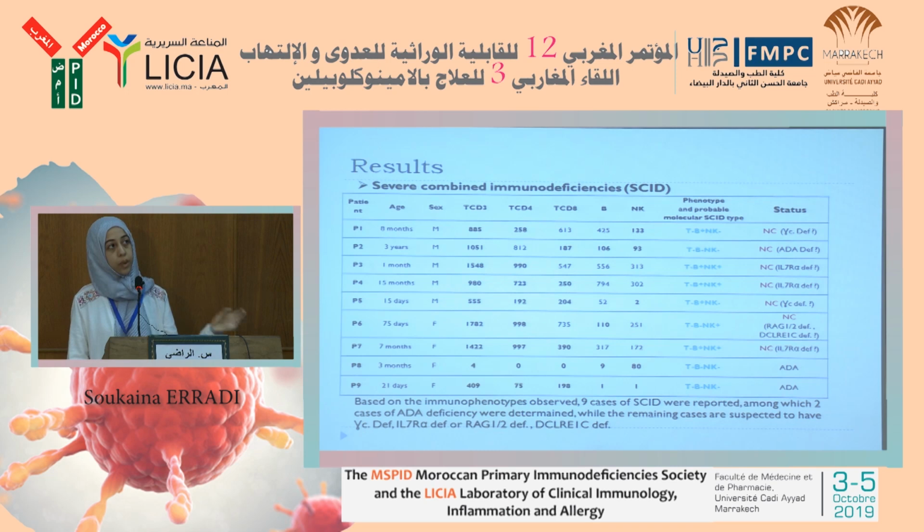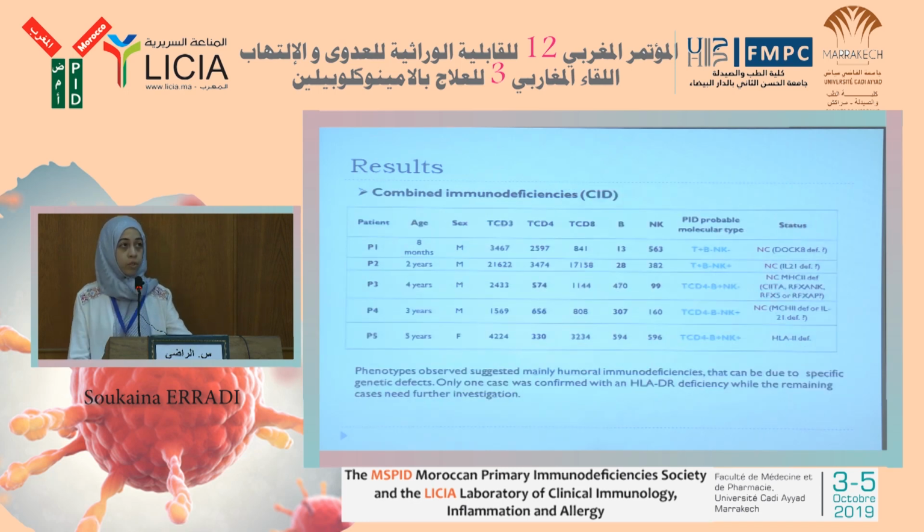In order to identify severe combined immunodeficiencies, we mainly studied the immunophenotype profile that was provided by the TBNK test. For example, when we have a T minus B plus NK minus profile, it suggests a gamma chain deficiency. And the T minus B plus NK plus, for example, suggests an interleukin 7R alpha deficiency, while T minus B minus NK plus, for example, suggests RAG1, RAG2 deficiencies. And only 2 cases among all these cases were confirmed with an ADA deficiency, showing the T minus B minus NK minus immunophenotype.